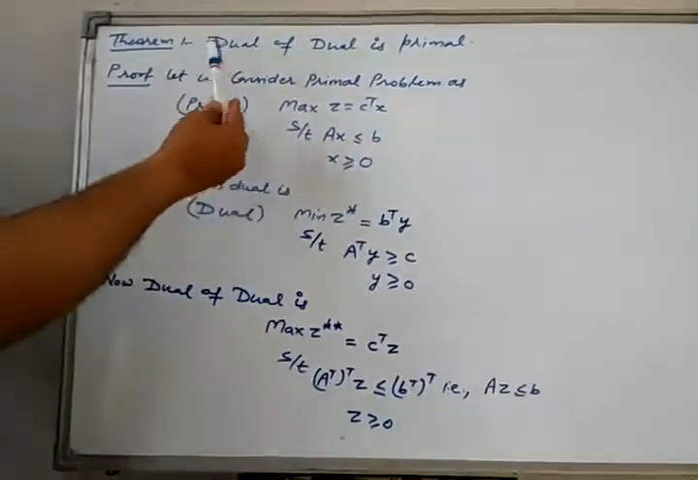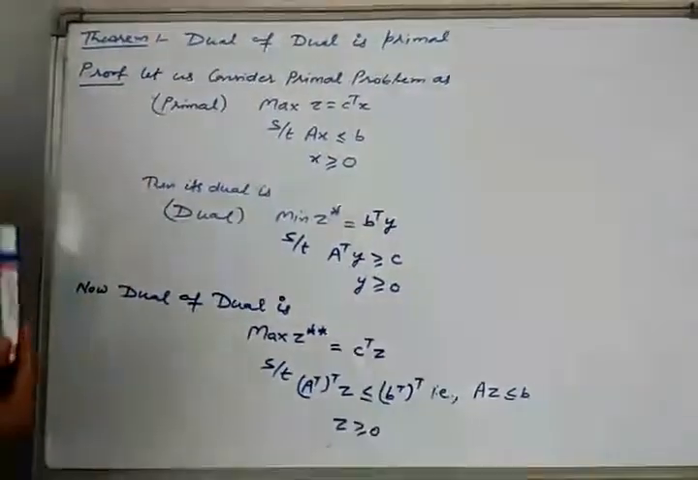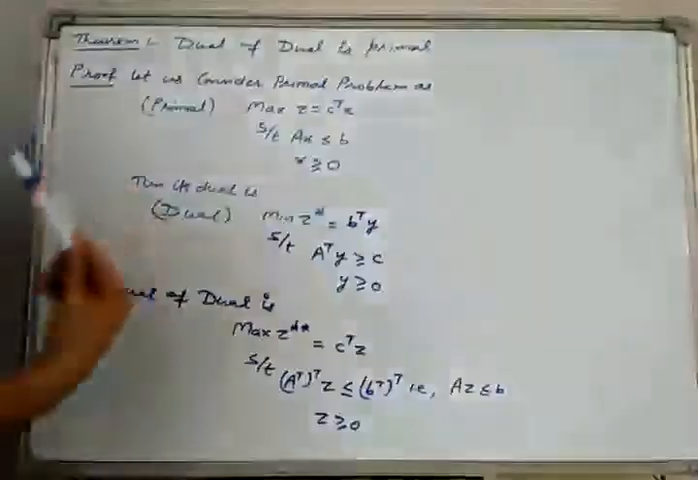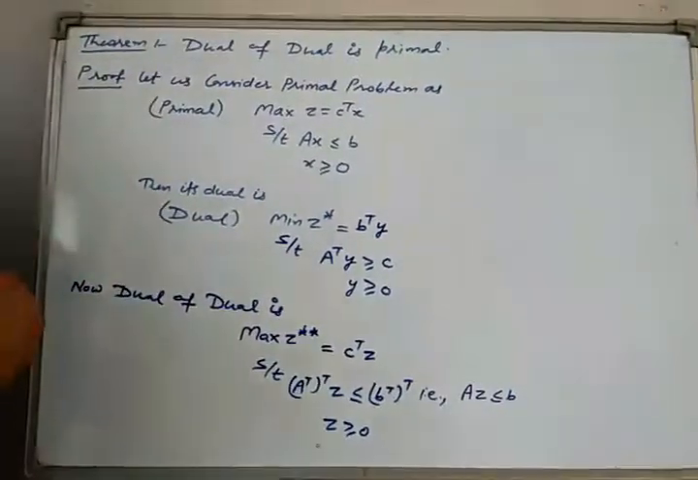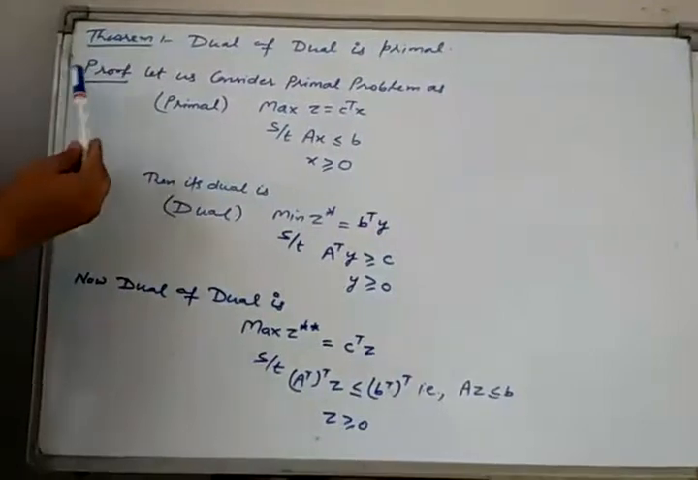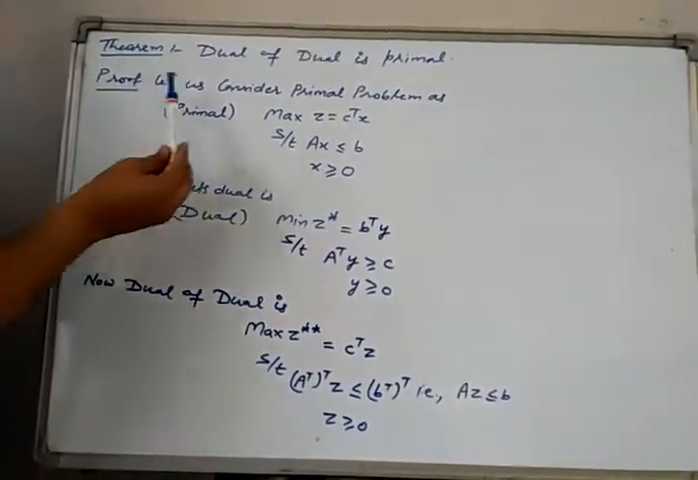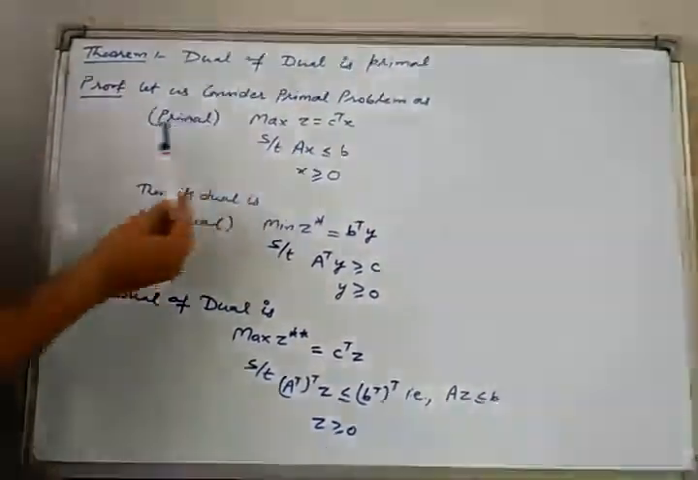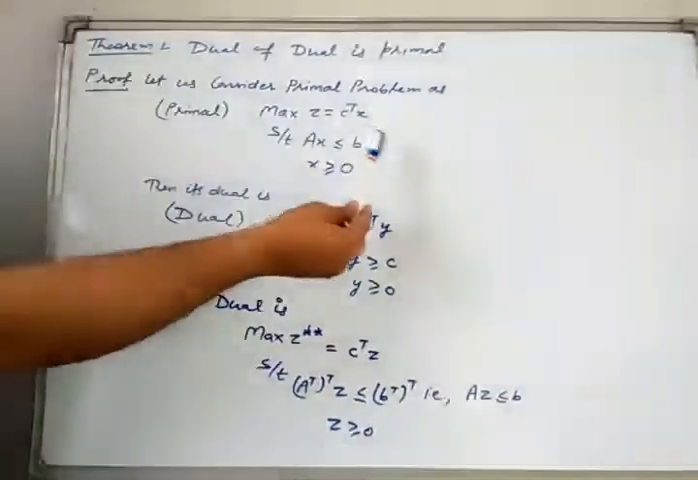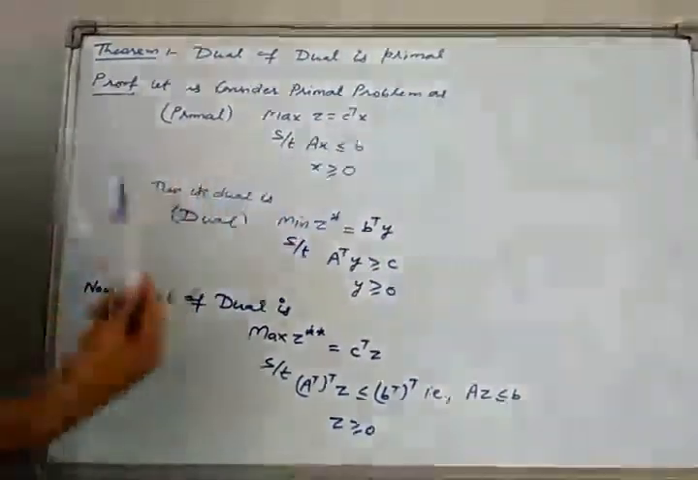Next theorem is: the dual of the dual is the primal problem. That is, if we take the dual of the primal and then take the dual of the dual, the primal comes again. Let's come to its proof. Let us consider the primal problem as maximize z equals c transpose x subject to Ax less than or equal to b, x greater than or equal to 0.